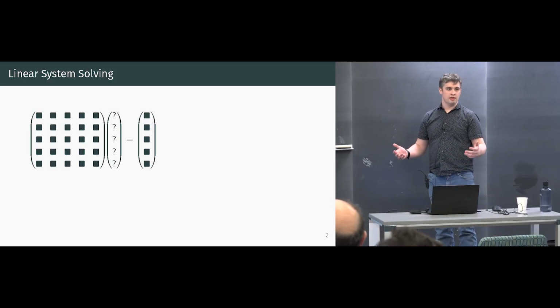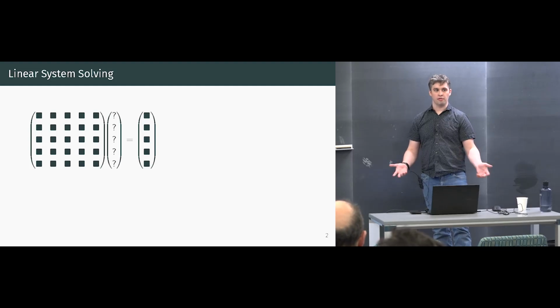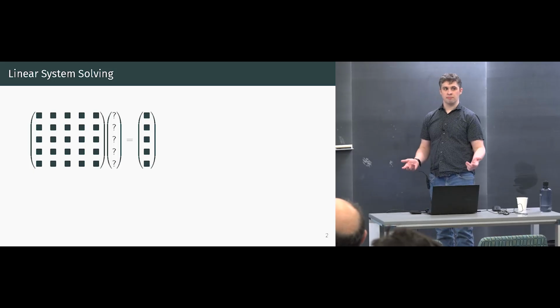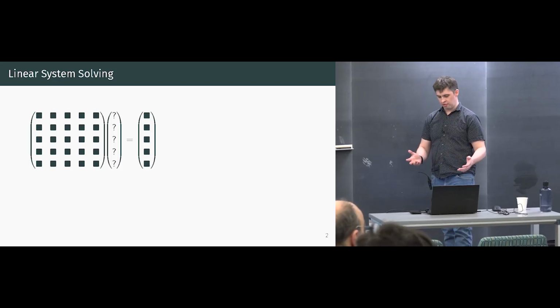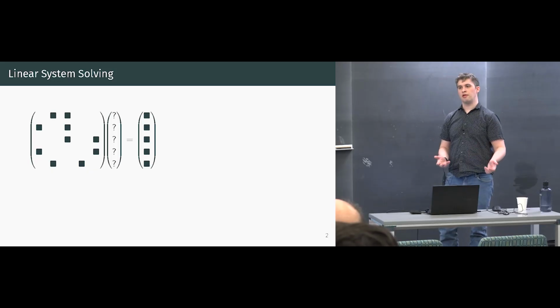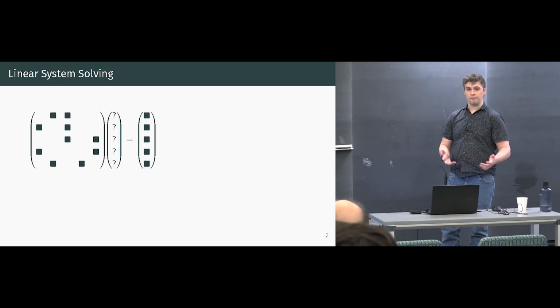AX equals B. This is very basic Math 136 stuff. I'm going to assume you all know how to solve a linear system. You probably have happy memories of row-reducing matrices. And we're going to focus not so much on the dense case, but on the sparse case, where most of the entries here are 0.